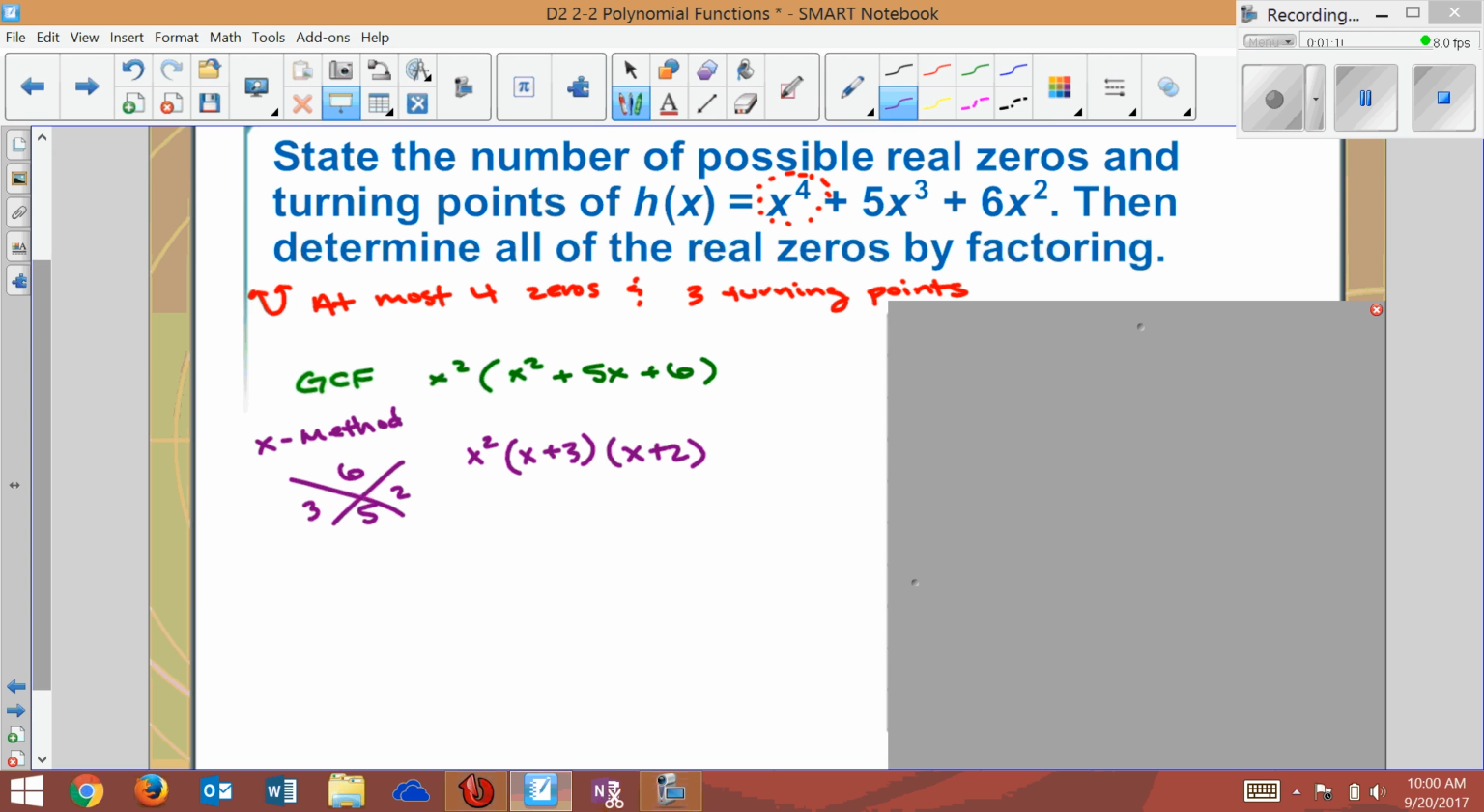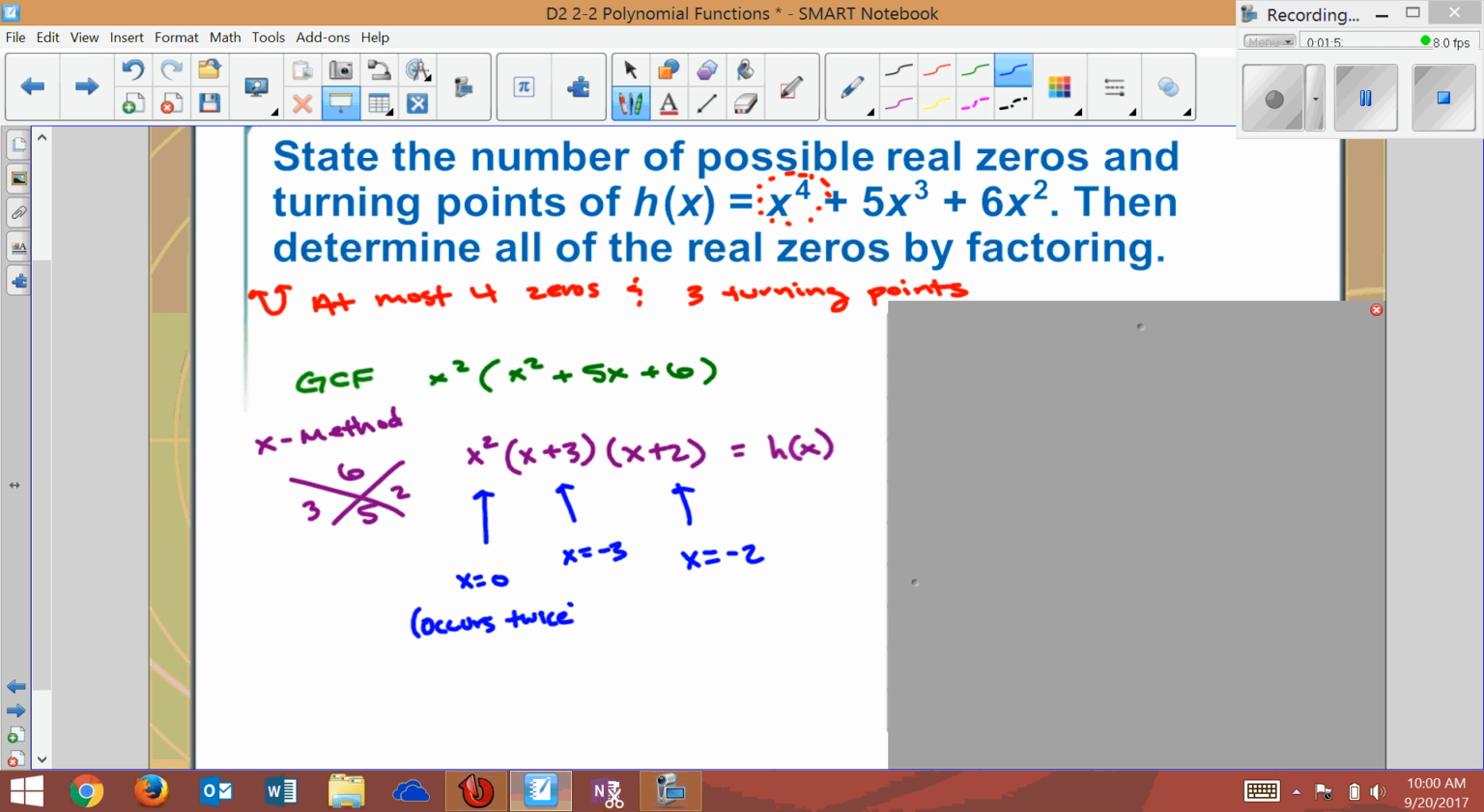From here, I can find my zeros. If this is h of x, and I should have put that on the other side, I'll put it here. That equals h of x. To find my zeros, I'd solve each one, setting it equal to 0. I'd have x equals 0 there, x equals negative 3 there, and x equals negative 2 there. So it looks like 3 zeros, but what we'll find out is this one occurs twice, because it's squared. We'd have x squared equals 0 and take the square root, so I'm going to put that in parentheses. This one occurs twice. And we're going to learn another name for that in a second.